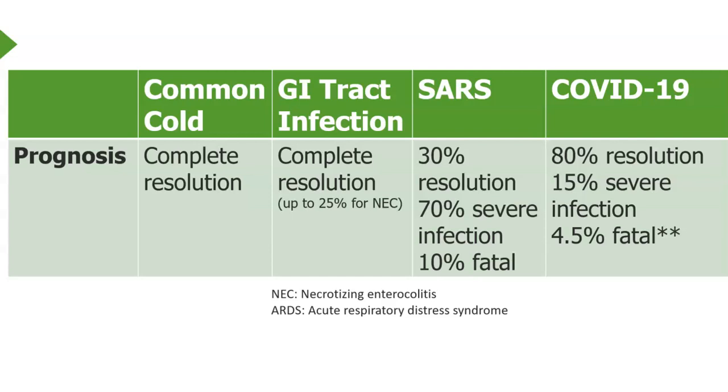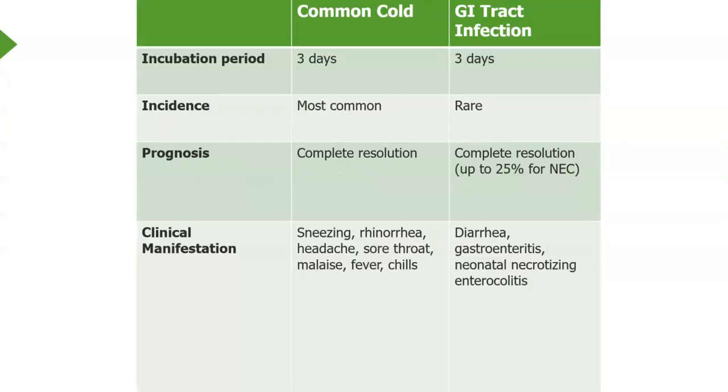Now, I know those numbers don't add up to 100. That's okay when we're talking about this reference, but know that when you compare COVID-19 to a common cold, that's why such drastic measures were taken for social isolation and shutting down non-essential businesses, etc., to try and stop the spread of this disease. So let's look at common cold and GI tract.